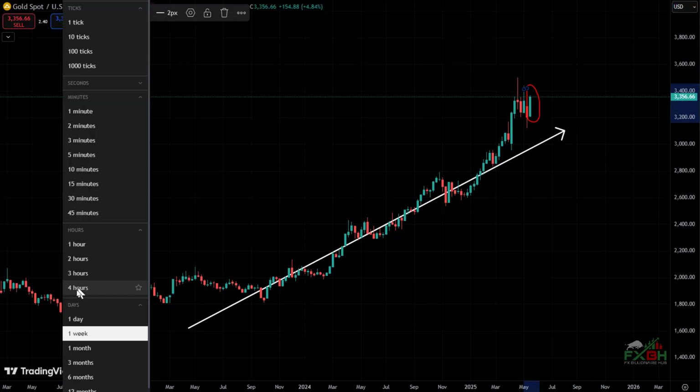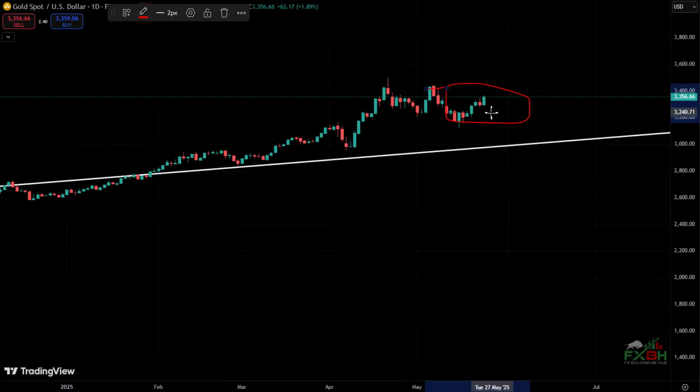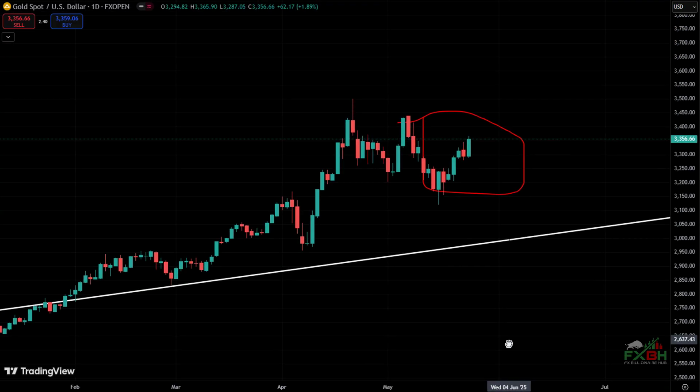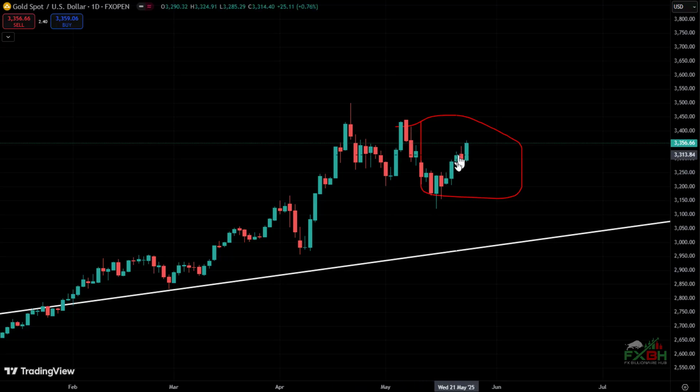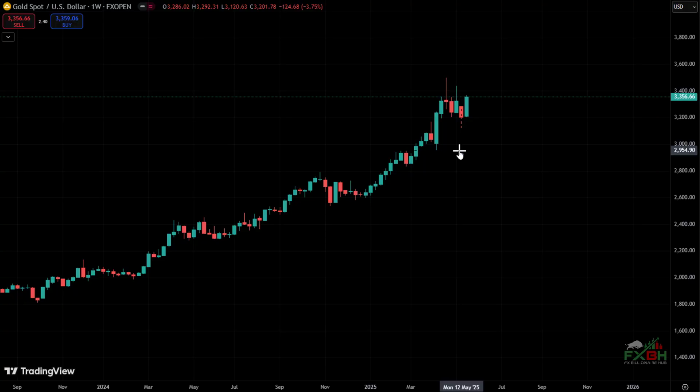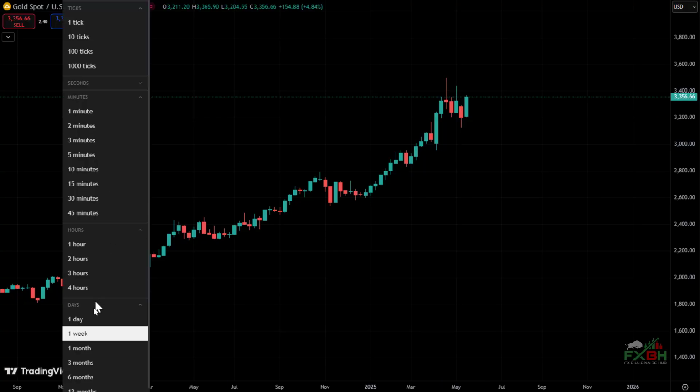If I go to the daily time frame and look at the last 5 days, that means last week's market direction, as you can see there was one red, bearish candle, and 4 of them are bullish. That means the market closed bullish for the last week.